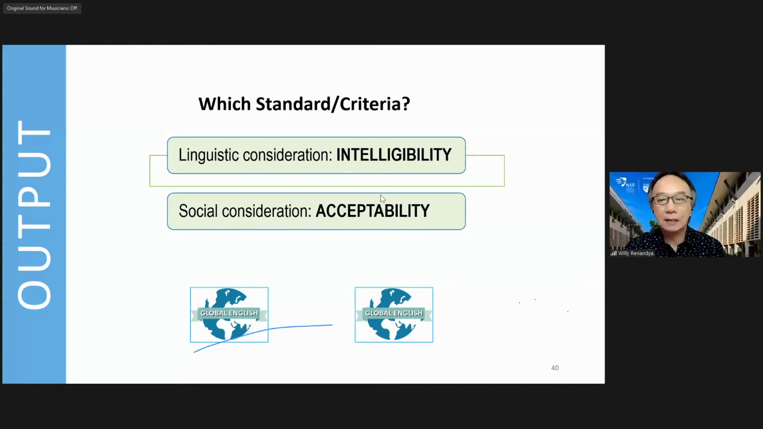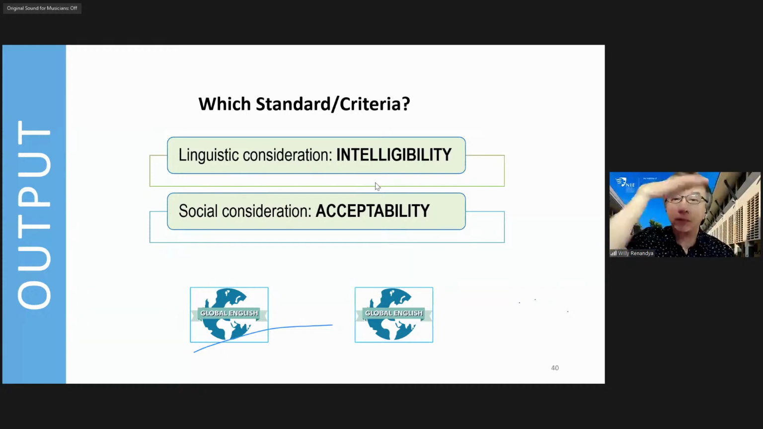Acceptability. So comprehensibility alone is not enough. The second is a social consideration, acceptability. Now, this depends very much on what you are learning English for. If you are learning English to become an English teacher, then the expectation is that your proficiency, your speech will have to be up to a certain standard, the kind of standard that is valued by the English teaching professional community.